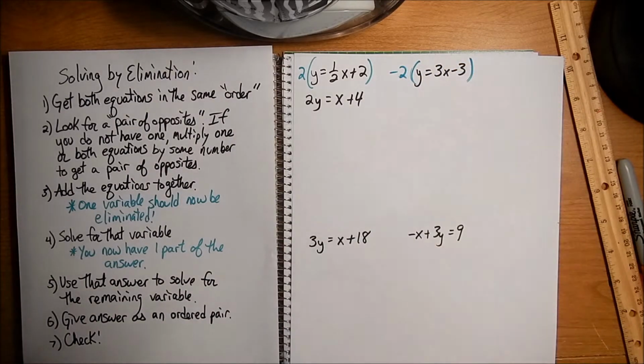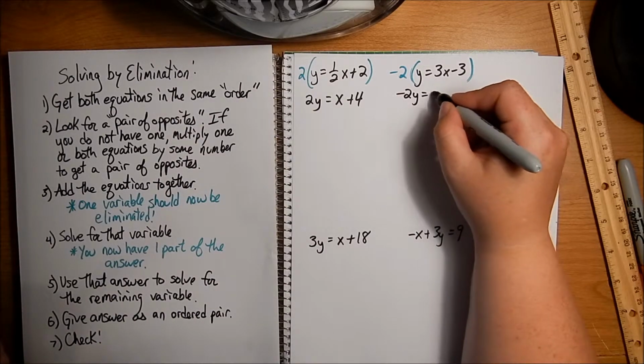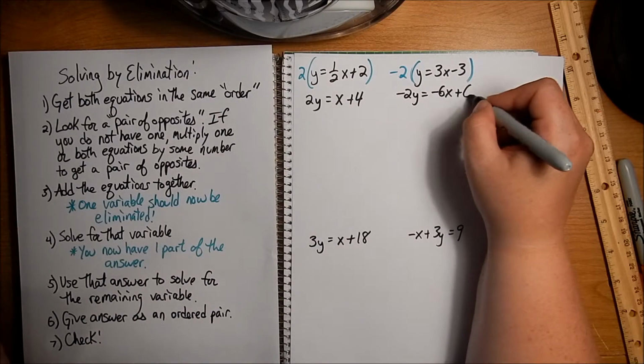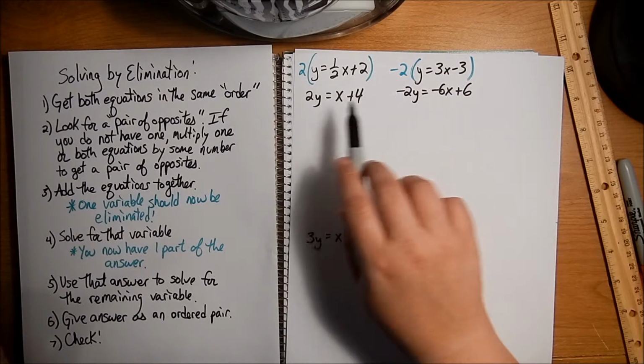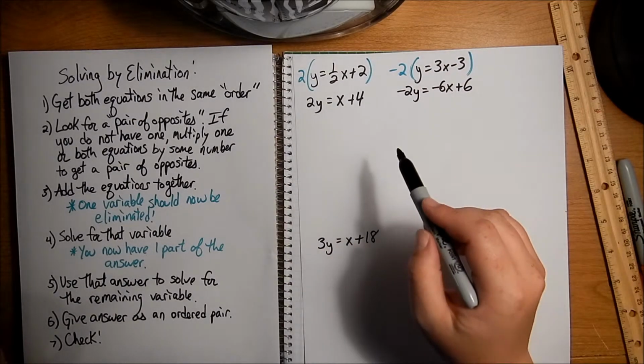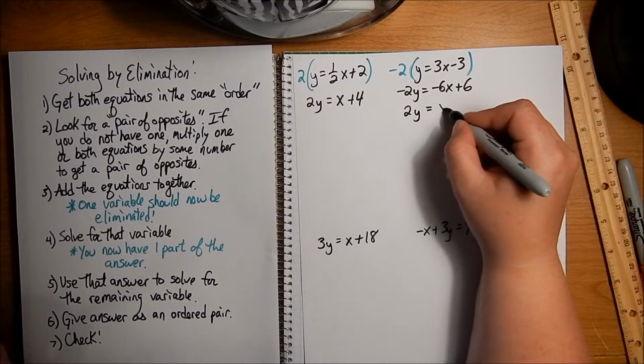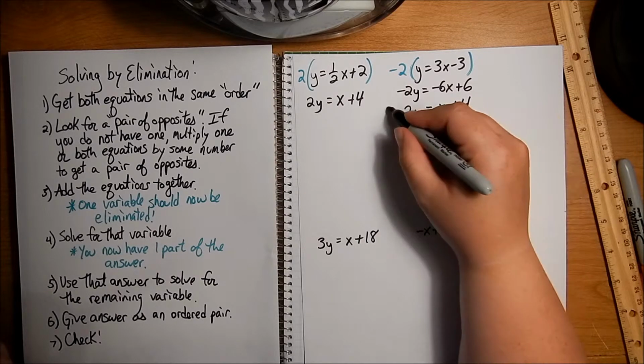So I think I will multiply this guy by a -2. So I'm going to cancel those y's out. So I'll get a -2y equals -6x plus 6. Now that I have the pair of opposites, I'm going to write them on top of each other and add them together. So I'll just rewrite this one over here. 2y equals x plus 4.